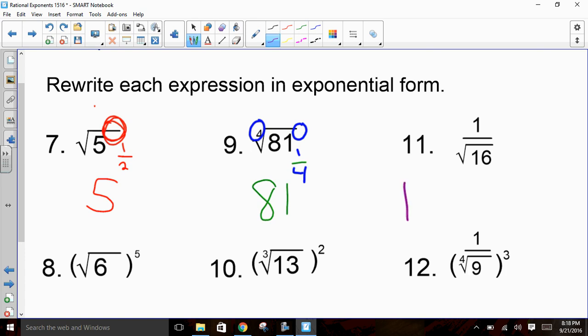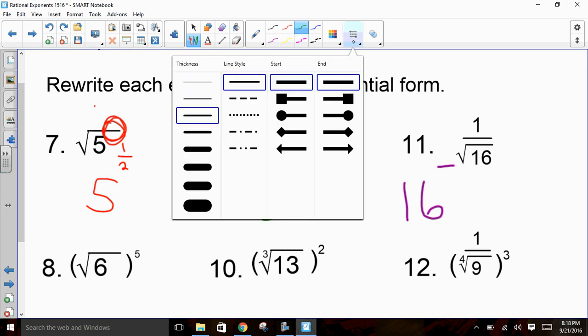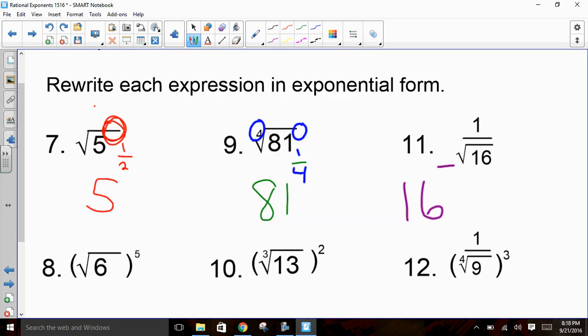Number 11, I'm going to have 16 to some power. I notice I'm taking the square roots, so there's an invisible 2. I do not have an exponent or another power, so it's 1. But it is a fraction, so that 1 needs to be negative. So I have 16 to the negative 1/2.